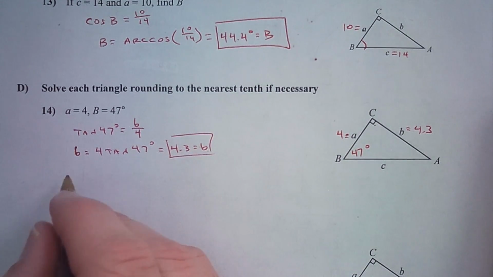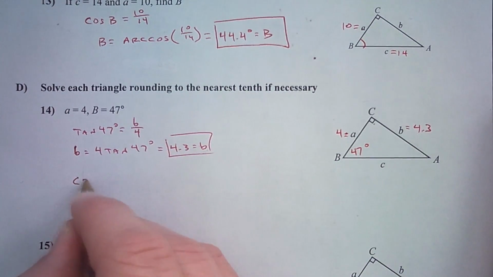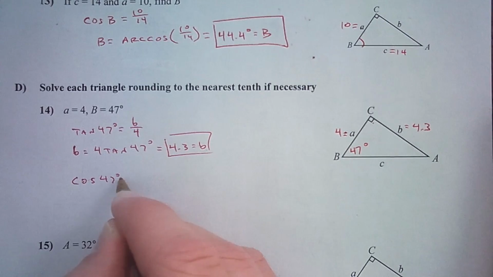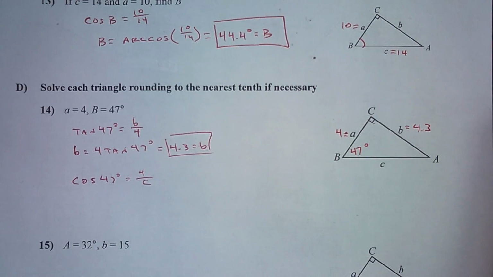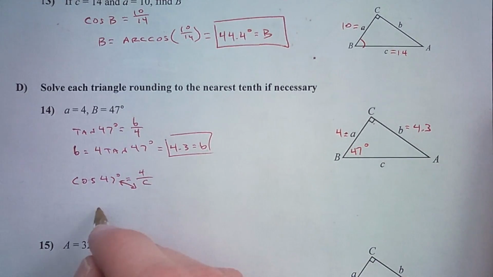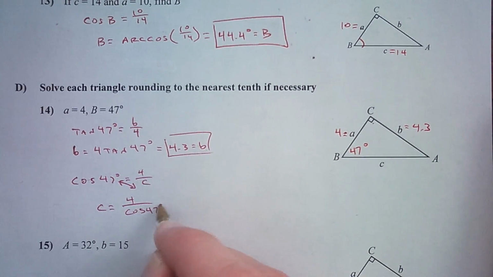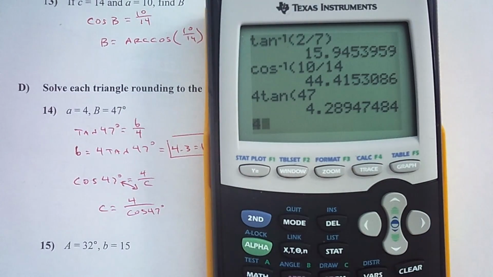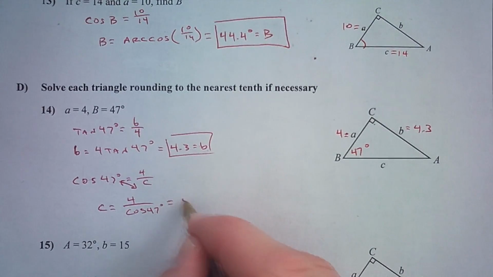Okay, to find c, I could do cosine, adjacent over hypotenuse. So cosine 47 degrees equals the adjacent 4 over the hypotenuse c. Now when I have a variable in the denominator, I want to switch and divide. So c is 4 divided by cosine 47 degrees. And that is 5.86, so 5.9.